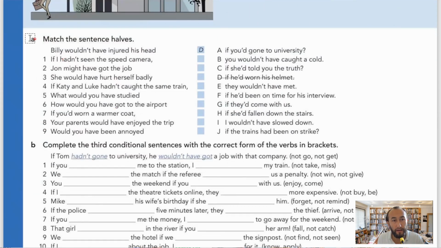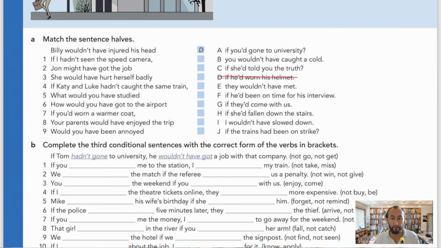So now A is asking us to match the sentence halves. That's the easy part. I mean, you can do it by logic as well. So the first one is Billy would have injured his head. D is coming here, if he'd worn his helmet. Look, if he'd worn his helmet.